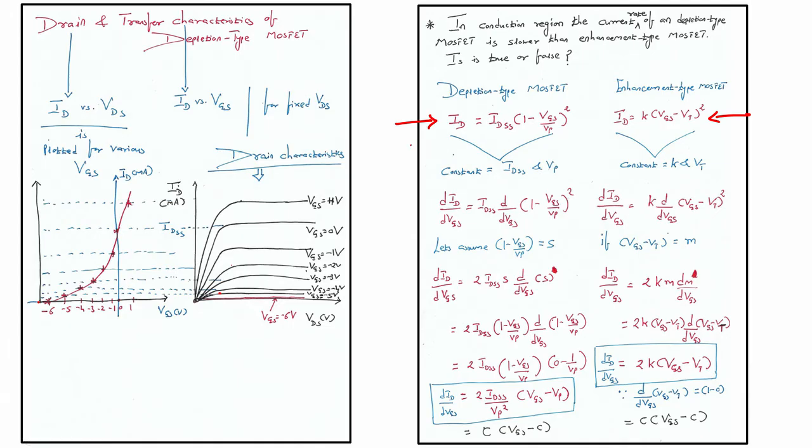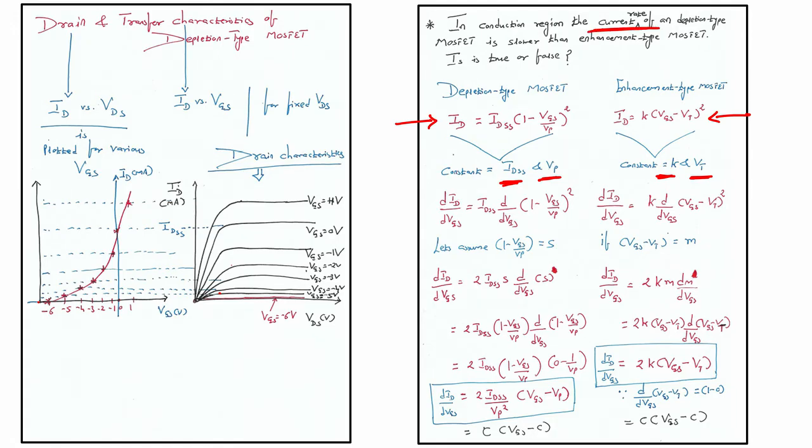So, once I know the formulas ID equals IDSS times (1 minus VGS by Vp) whole square and ID equals K times (VGS minus Vt) whole square, what are the constants here? Here my constants are IDSS and Vp, here my constants are K and Vt, because IDSS is constant, pinch off voltage is constant, K is constant, threshold voltage is constant, correct. So, if I do the derivation, because I want to see the rate of change, that is why I have to do the derivation.